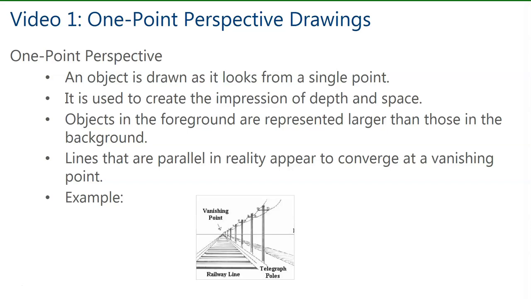So let's look at the diagram, which shows a set of railroad tracks. So it appears that they meet here at a vanishing point. So this is used to show that the tracks are really far away.